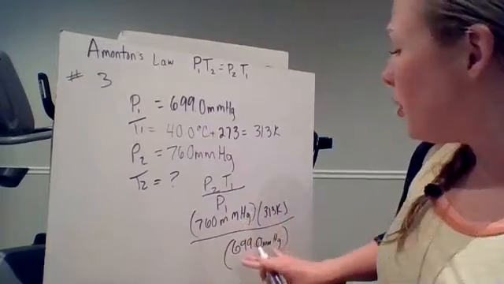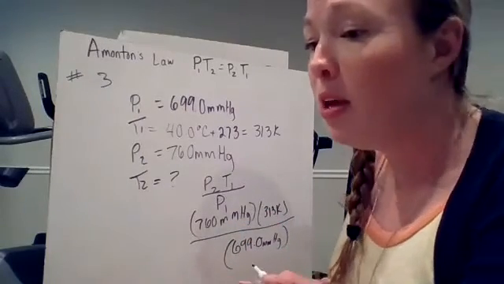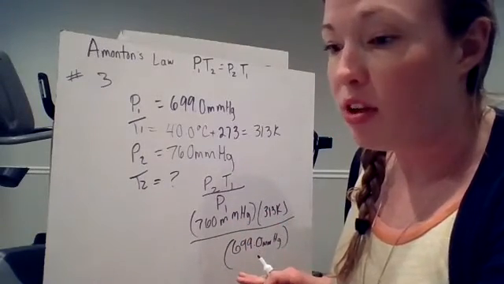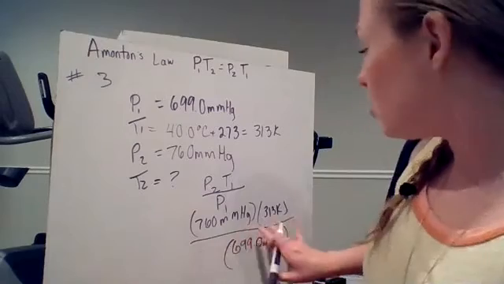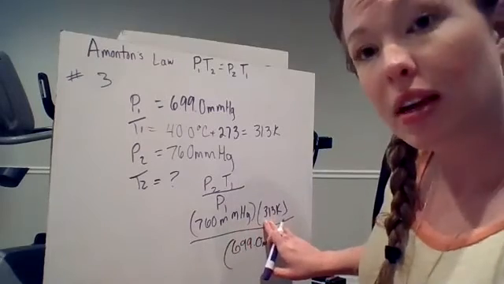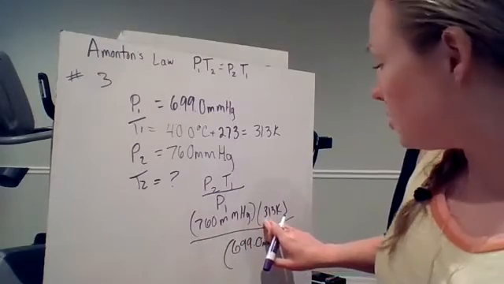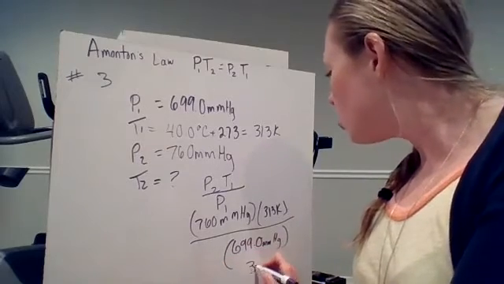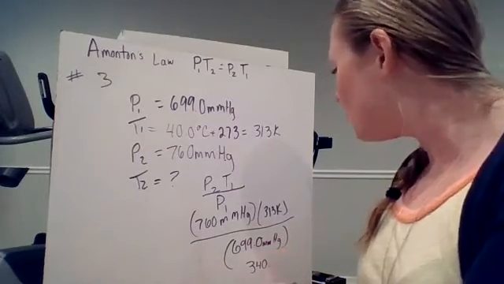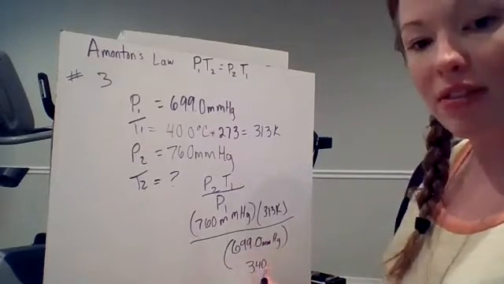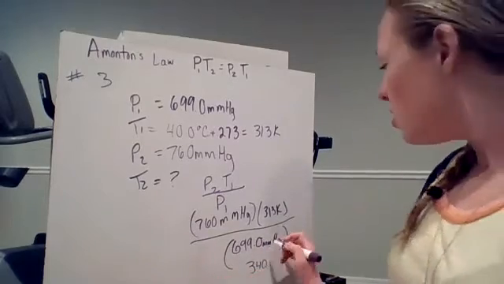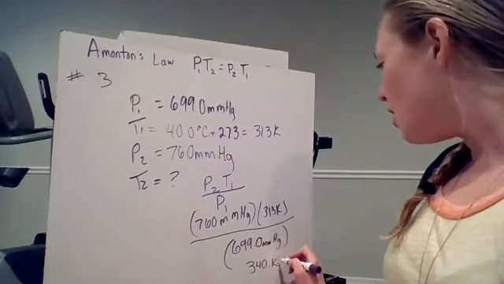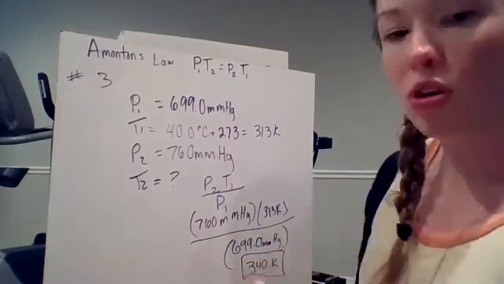So we multiply across the top, divide by the bottom, and then round for significant figures. You can see the 313 is what's going to limit us. That has 3 significant figures, so our answer needs to contain 3 significant figures. So it's going to be 340, and I'm going to just do a decimal point after that 0 in order to make it significant. And that's going to be K for Kelvin, because millimeters of mercury cancel.